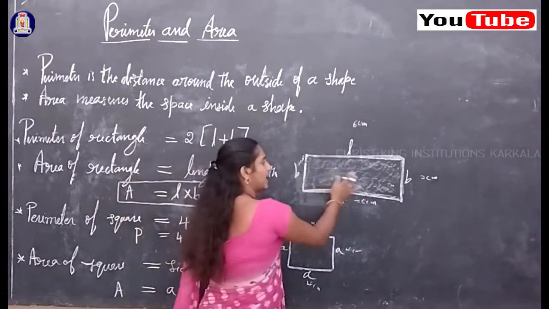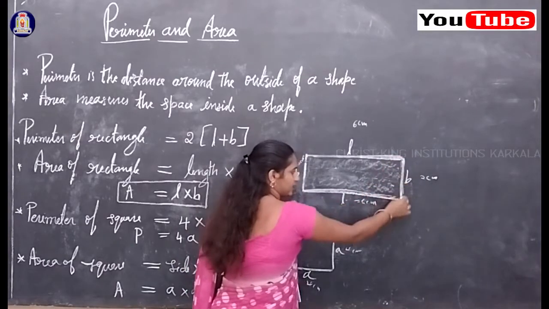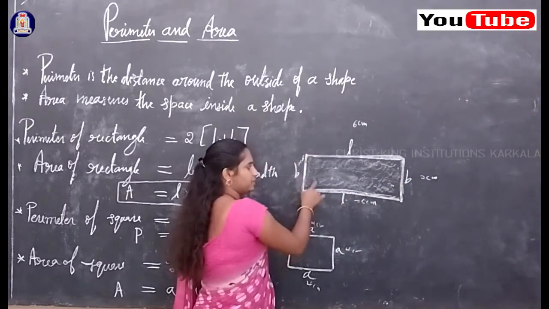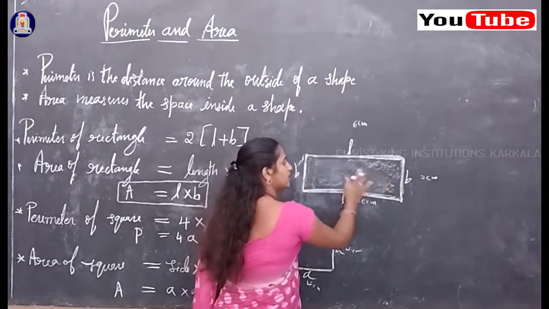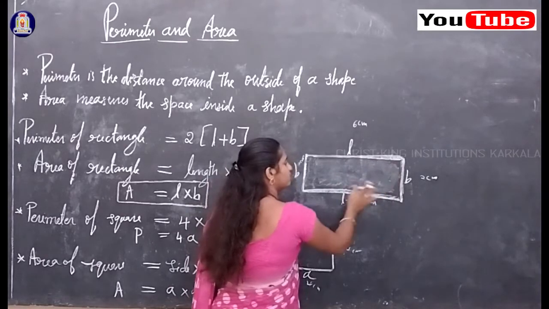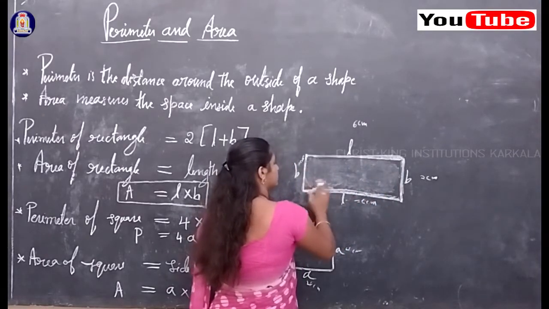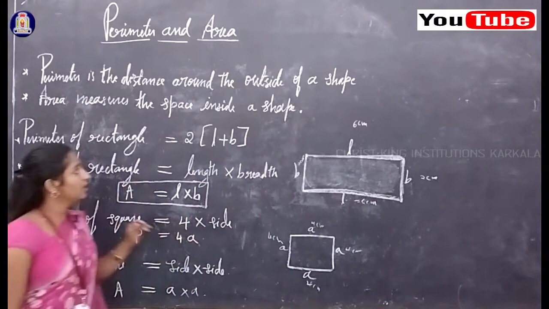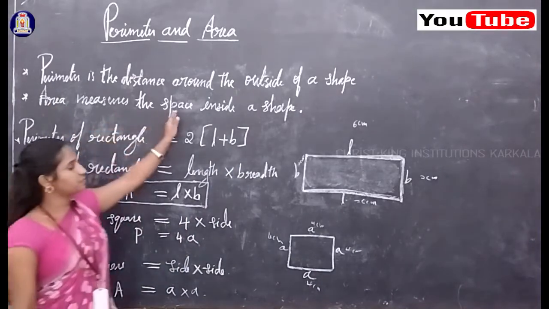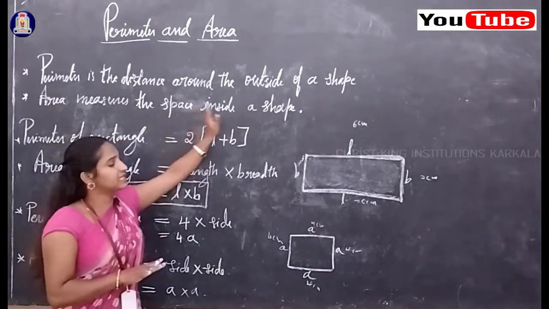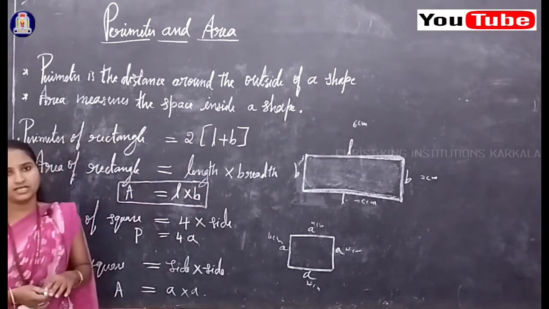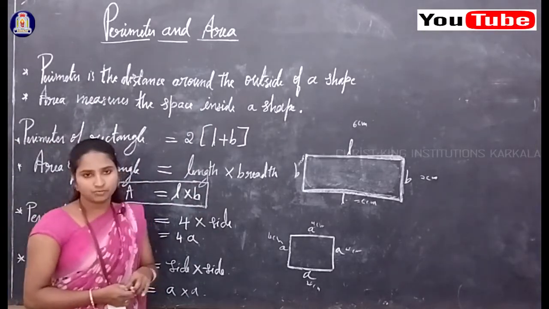Perimeter means adding only the sides, the length of the sides. Clear? But area means the area enclosed between the figure, inside the figure. Clear? So that is the area. So area measures the space inside the shape. Space inside the shape, that is the area.